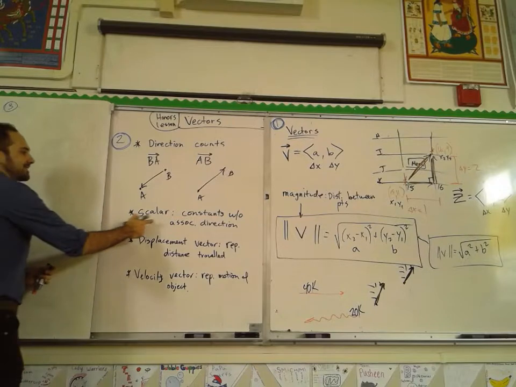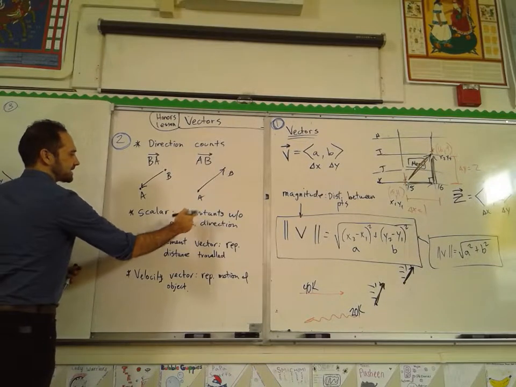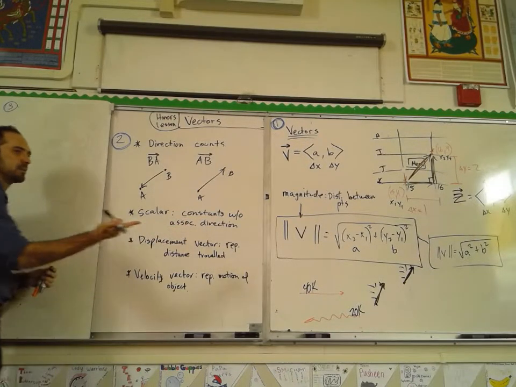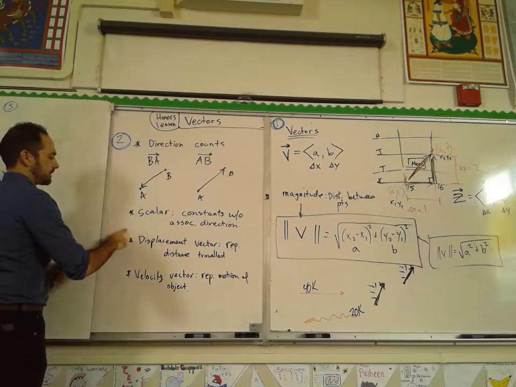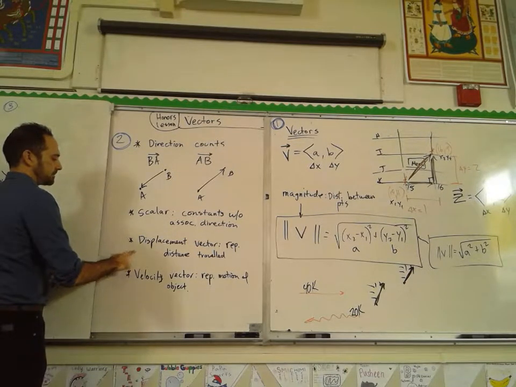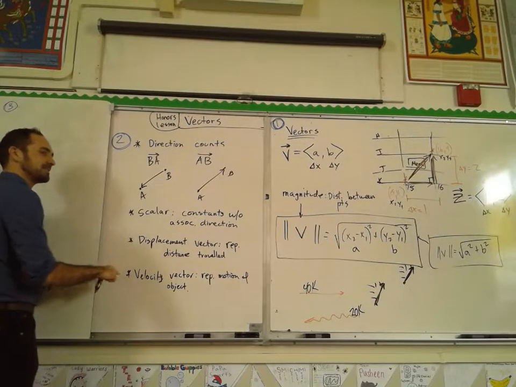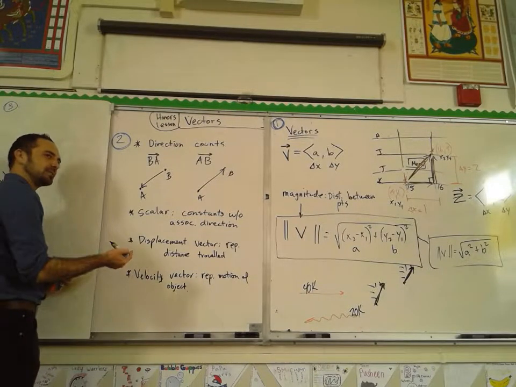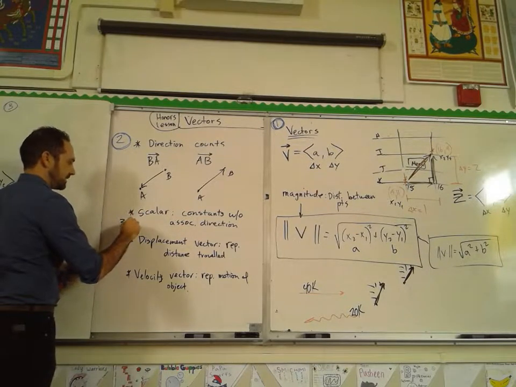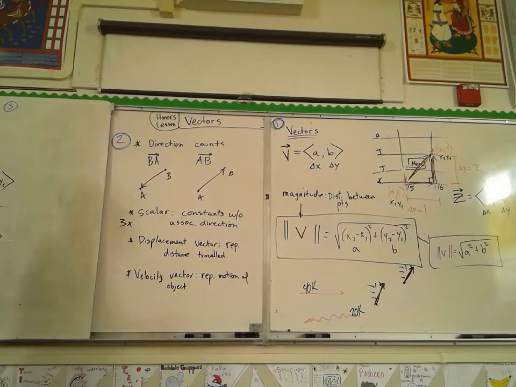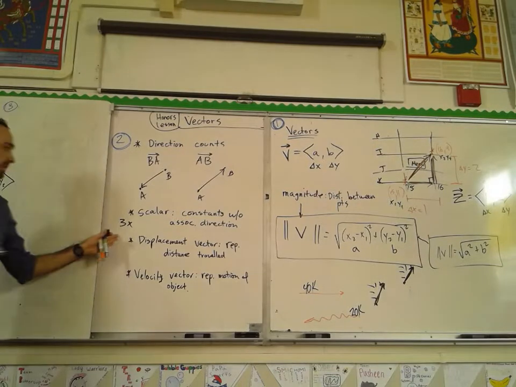Scalars, constants without associated direction. It's kind of synonymous, it's similar. It's the same as 3 times x. X is my variable in this case, it's just 3 times that, right?